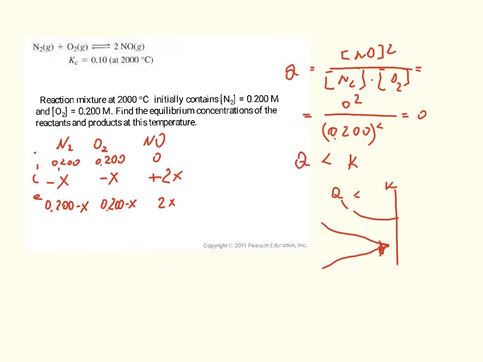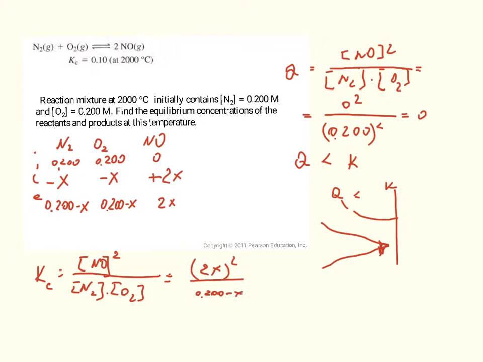Now we're ready to set up the expression for the equilibrium constant, which is NO squared over the concentration of nitrogen times the concentration of oxygen, and this time it's going to be equilibrium concentrations. So now let us put the expressions in for equilibrium concentrations. 2x squared over 0.200 minus x squared. I can square it because equilibrium concentrations for nitrogen and oxygen are the same.